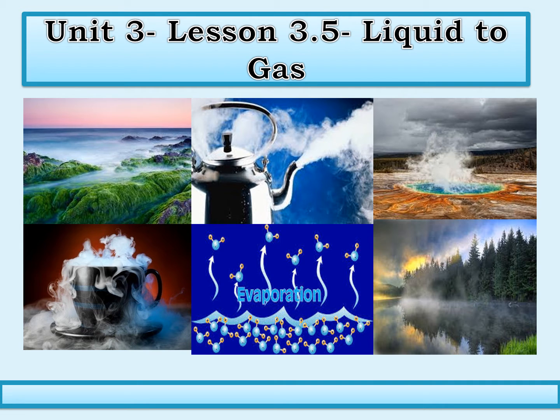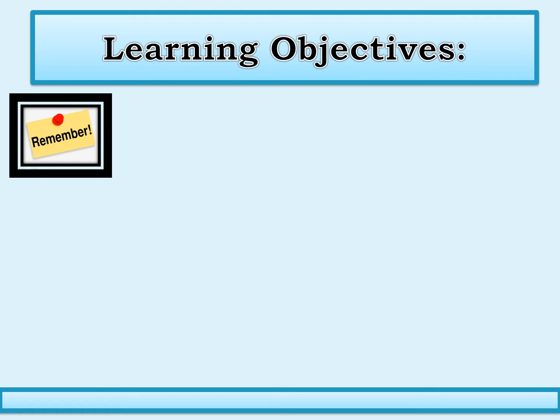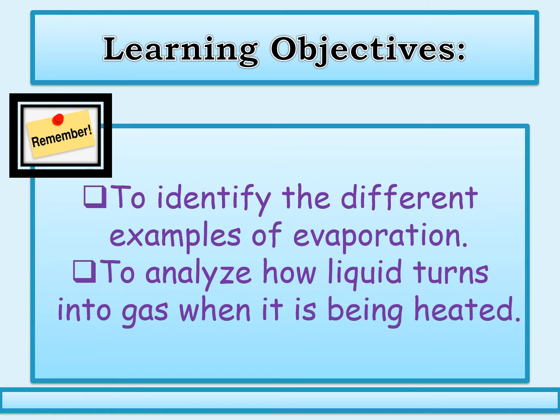Today, we're going to learn about lesson 3.5, liquid to gas. Let's begin. The learning objectives of this lesson: first, to identify the different examples of evaporation. Second, to analyze how liquid turns into gas when it's being heated. So at the end of this lesson, you will be able to identify the different examples of evaporation and analyze how liquid turns into gas when it's being heated.